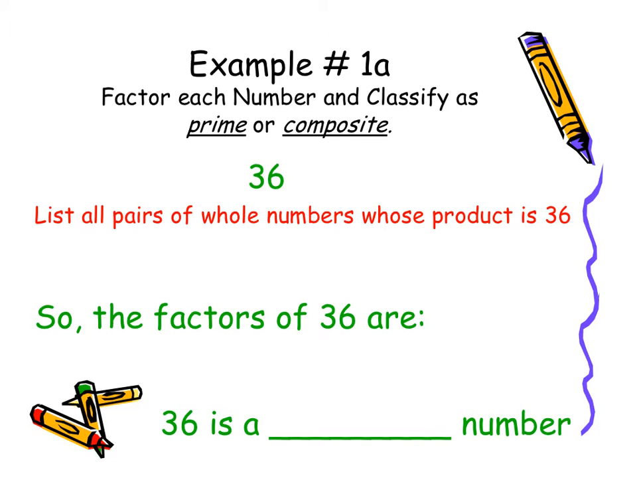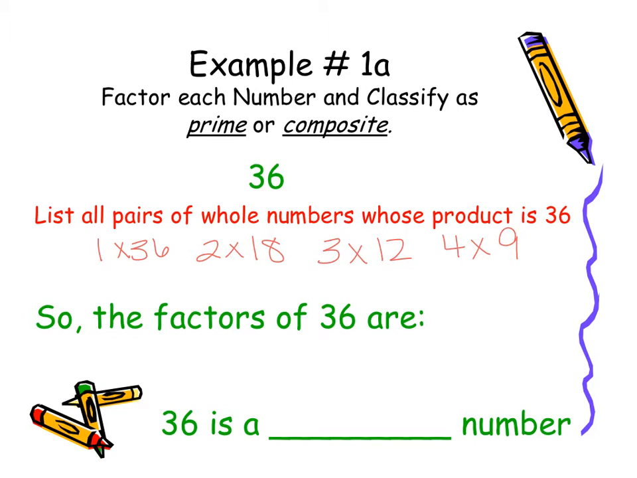So here, our first example, we're going to see if 36 is prime or composite. We're going to list all the whole numbers whose product is 36. What I like to do is start with 1 and that number, and then see if 2 goes into it. Well, 36 is even, so 2 goes into it 18 times. Does 3 go into 36? It does, 12. And 4 goes into it 9 times.